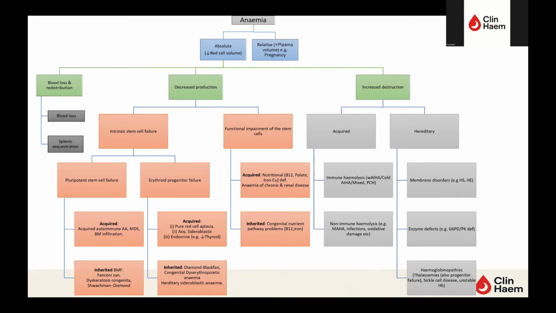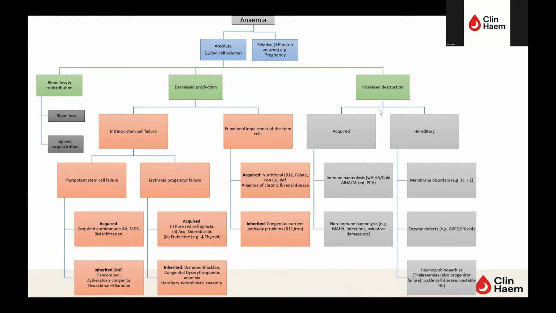So anemia can be absolute or relative. Of course, relative anemia is not true anemia. Absolute can be from easy causes like blood loss and redistribution, for example, in the spleen, or it can be from decreased production or increased destruction. Increased destruction can be acquired or hereditary.